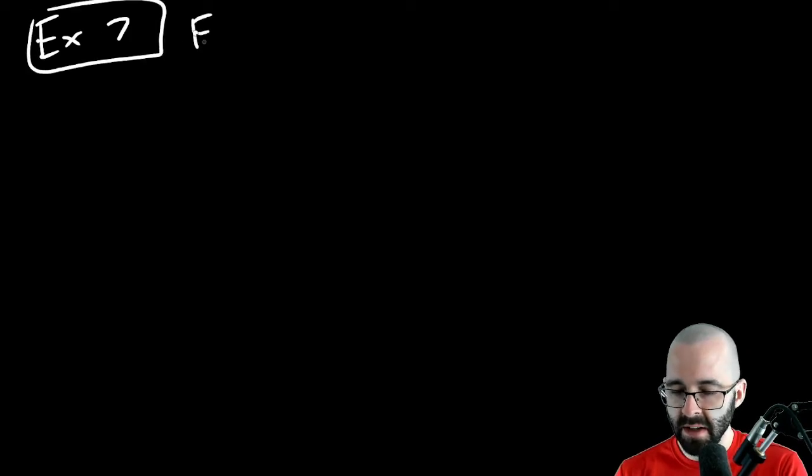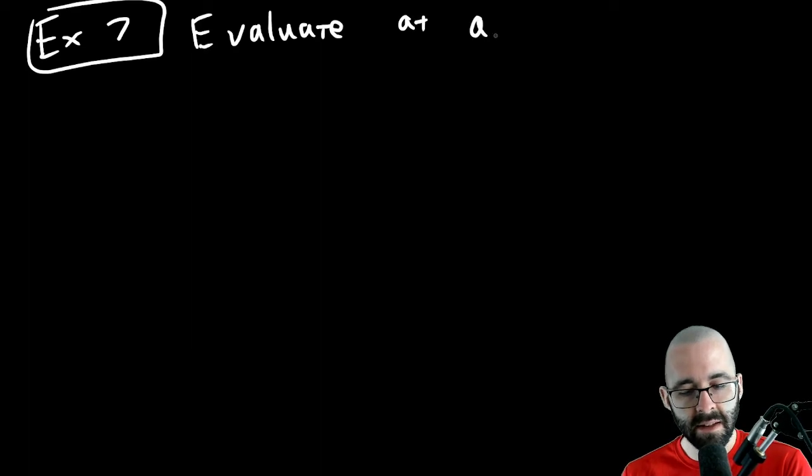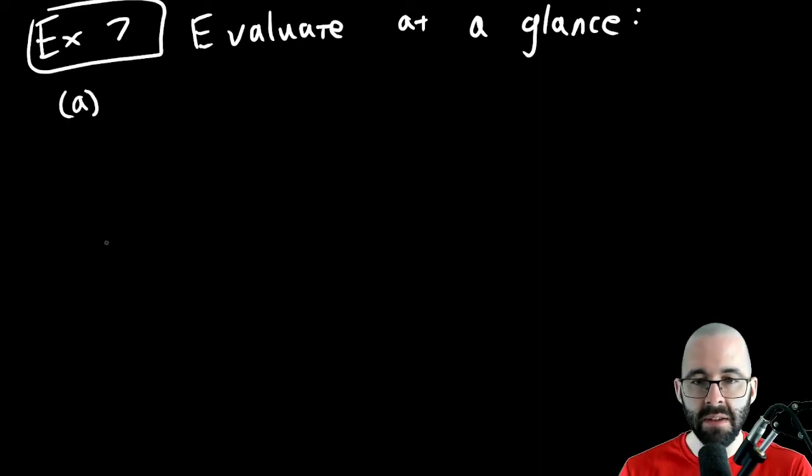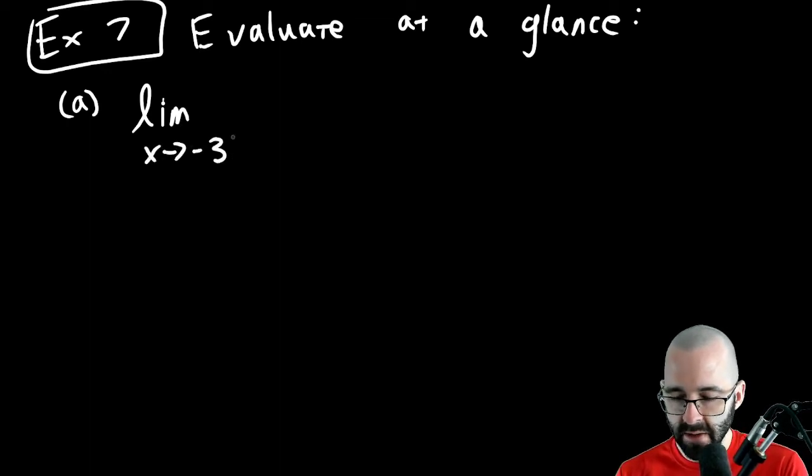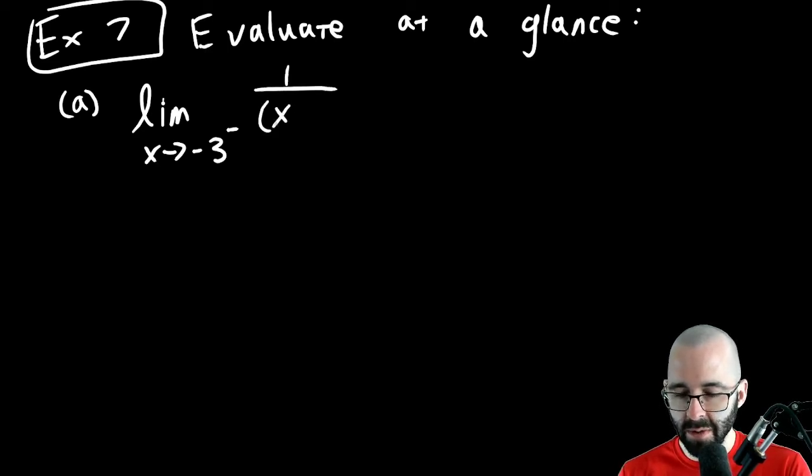Example 7. Evaluate these limits at a glance. No table, no graph, although you could use a table or graph to check your answers. Let's look at part A: the limit as x approaches -3 from the left of the function 1 divided by (x plus 3) to the 4th.